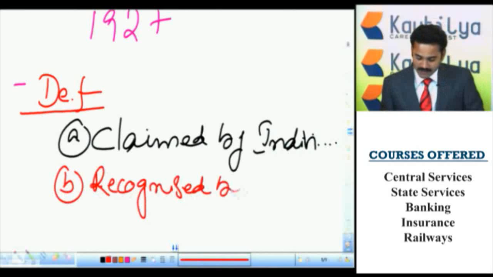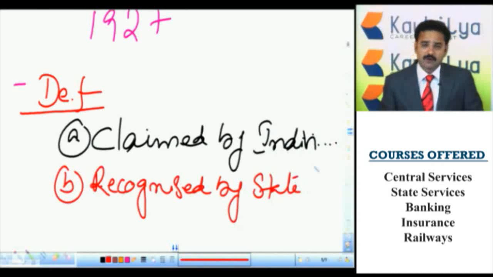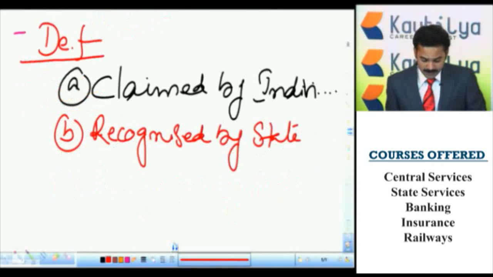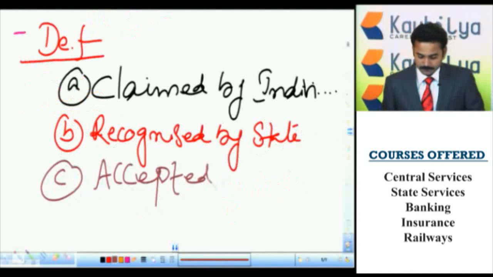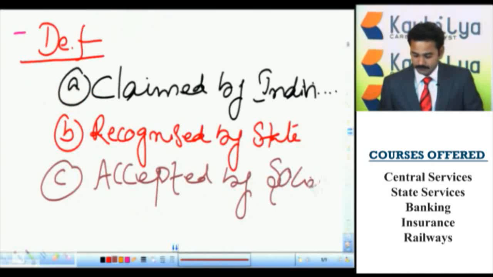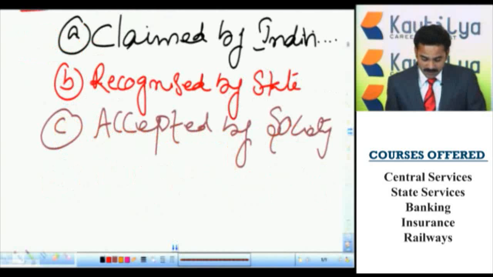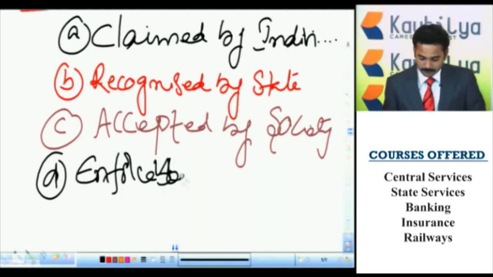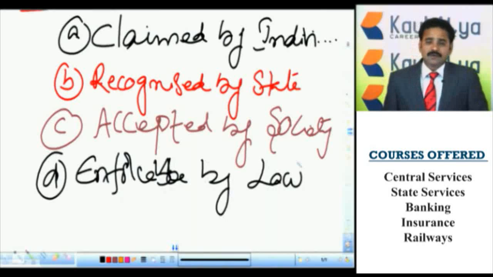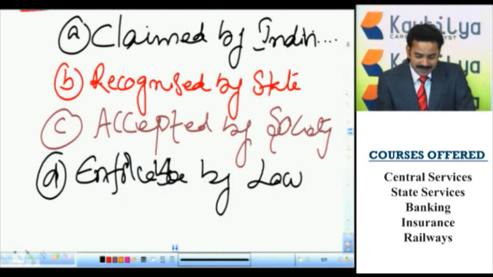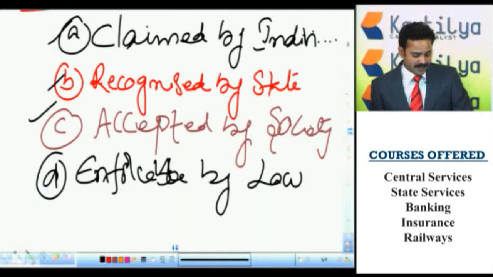Here state means government. The right should be recognized by the government, and third, that should be accepted by the society, and finally that should be enforceable by law. So if anything is said to be a right, it has to satisfy these conditions. Once we recall, the conditions for a right are that it should be claimed by the individual, recognized by the state, accepted by the society and enforceable by the law, then only is it said to be a right.